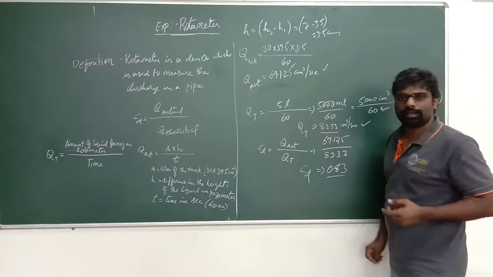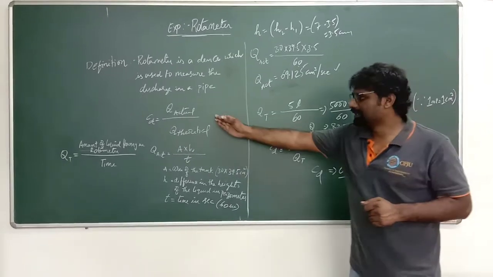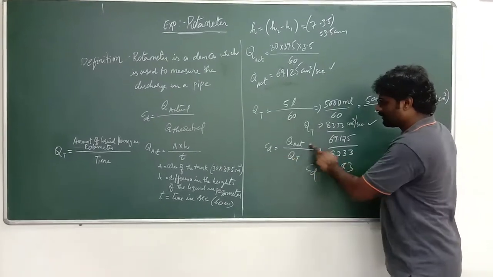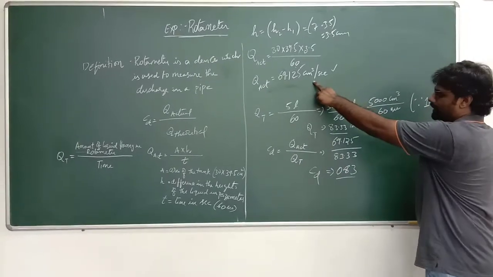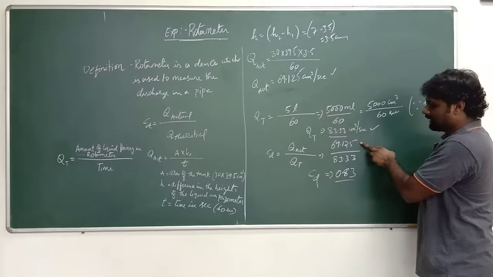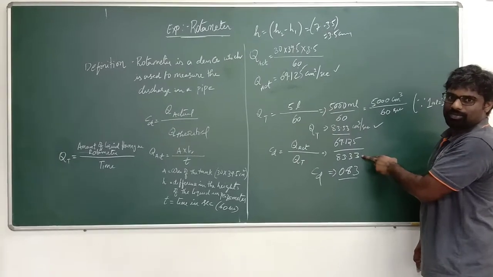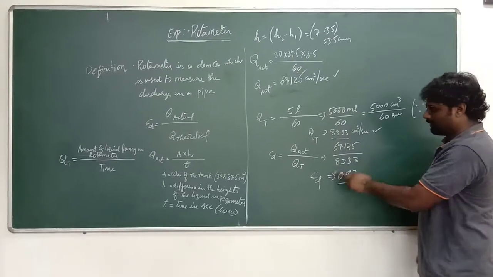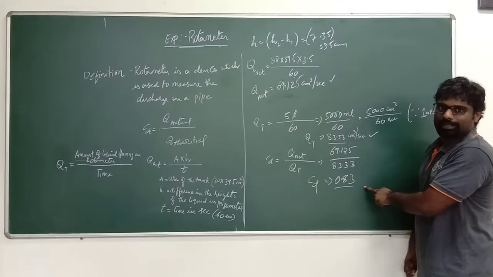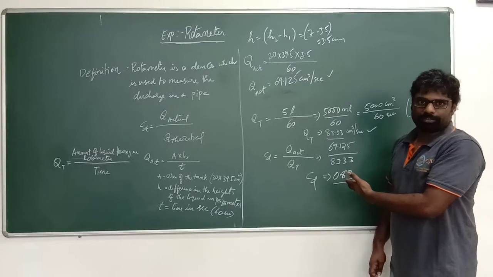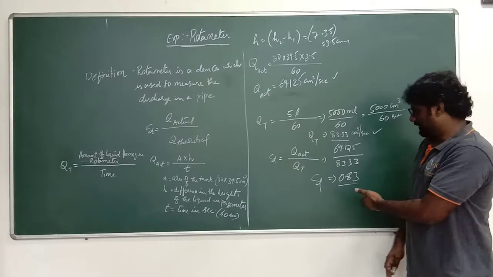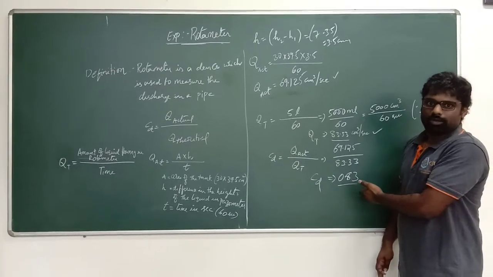Now we can find out the coefficient of discharge by using this formula, CD is equal to Q actual by Q theoretical. Q actual we got 69.125 and we substituted that. Q theoretical we got 83.33 and we substituted that here. So we got the coefficient of discharge, that is 0.83. Similarly, you can repeat the experiment 2 more times and find out the average of the coefficient of discharge of the rotameter experiment.